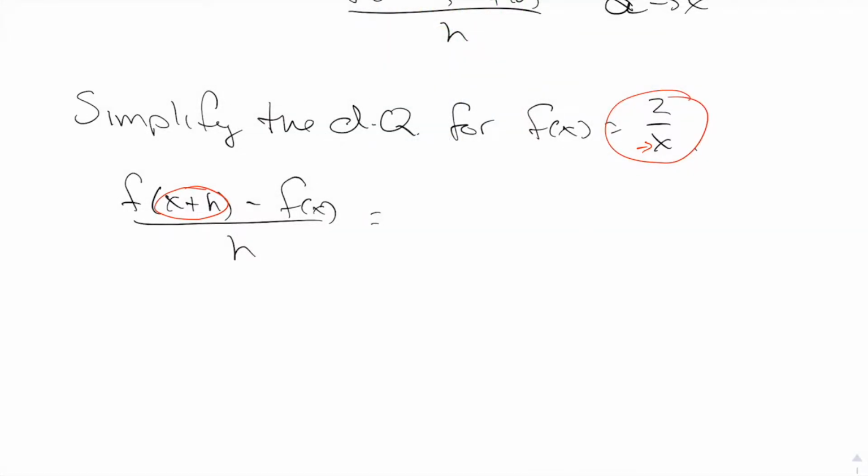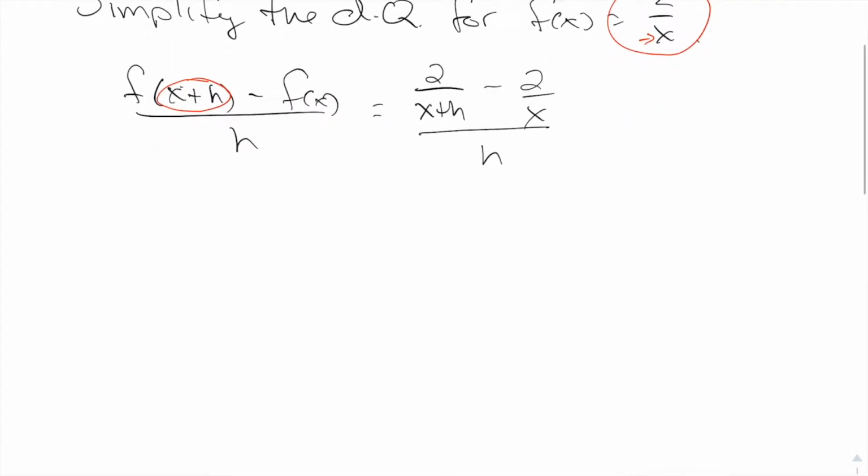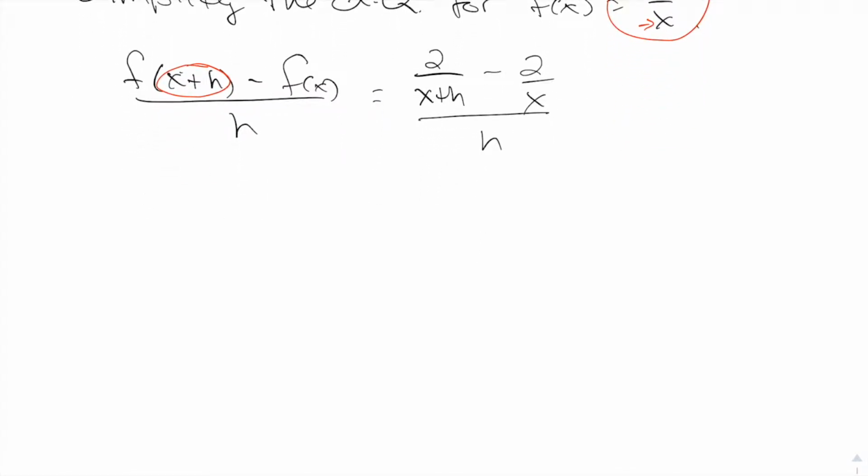So our f of x plus h is really 2 over x plus h, right? I'm taking that instance of x plus h and replacing it with an instance of x in our original problem, right? Minus 2 over x all over h. And so you might ask yourself, well, how are we going to simplify this? And whenever we have a fraction like this, where we have fractions within fractions, right, we need a common denominator.